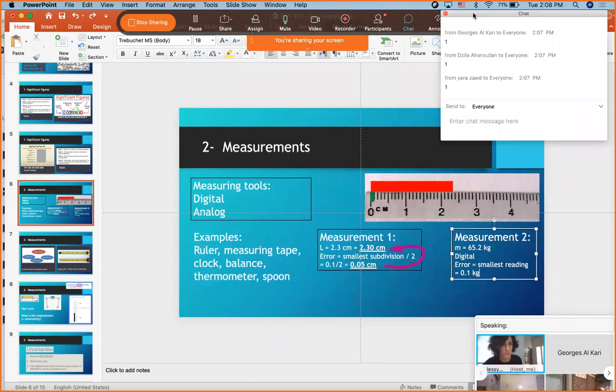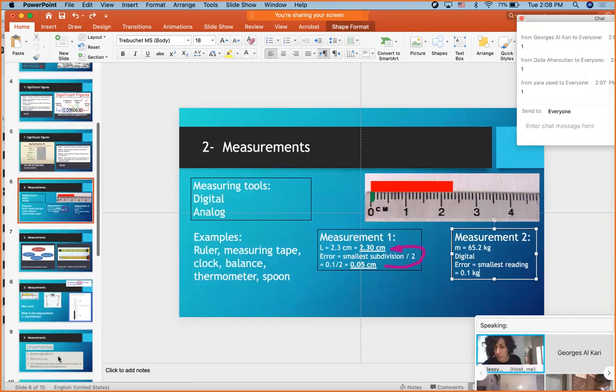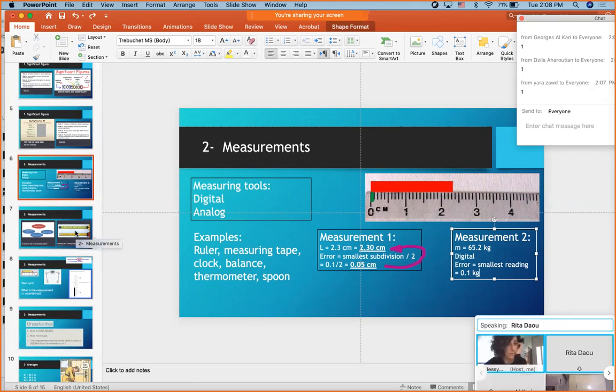Let me put the chat on. All right. Now the general rule states... Doctor? Yes. Can you repeat, please, why the error is 0.1 and not 0.01? For the digital or analog? Digital.